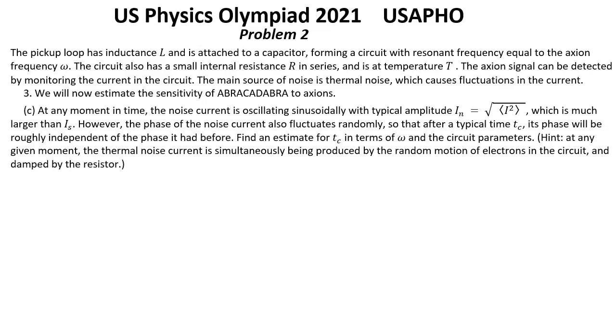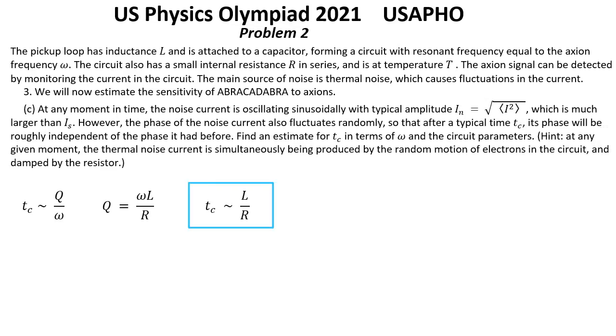Solution: the noise current that exists in the circuit at any given moment by definition came from the thermal motion of electrons in the circuit up to time Tc ago. Therefore, Tc is roughly the characteristic time for decay of current in the circuit. There are many ways to calculate this, but a simple way is to note that Tc is of order Q over omega, and Q equals omega L over R, where Q is the quality factor. Thus, Tc is of order L over R. That was the solution for question C.